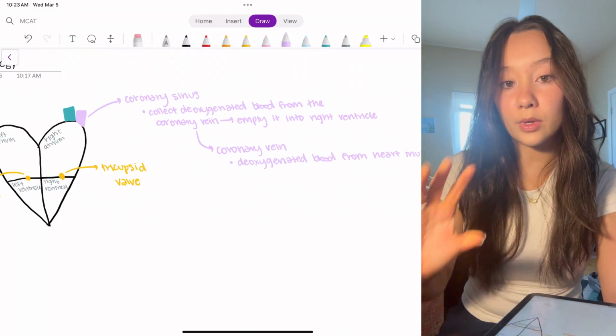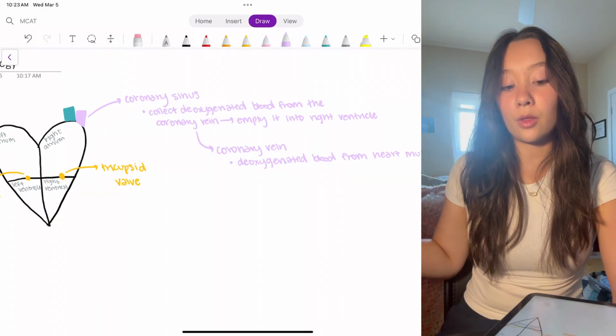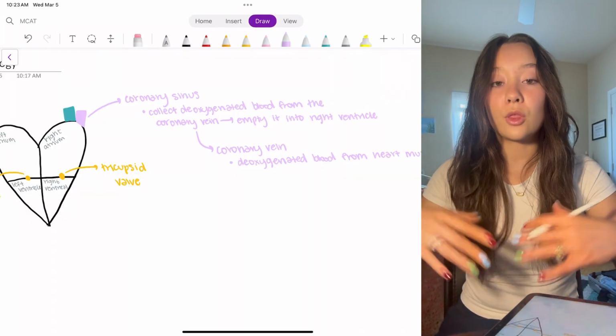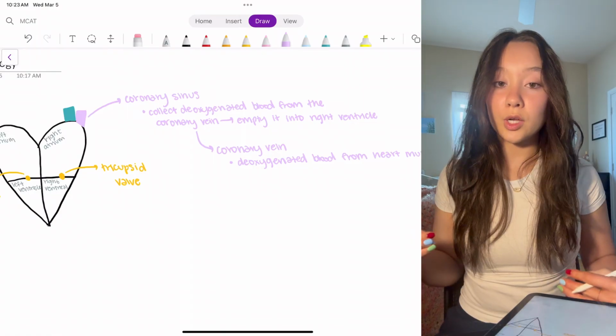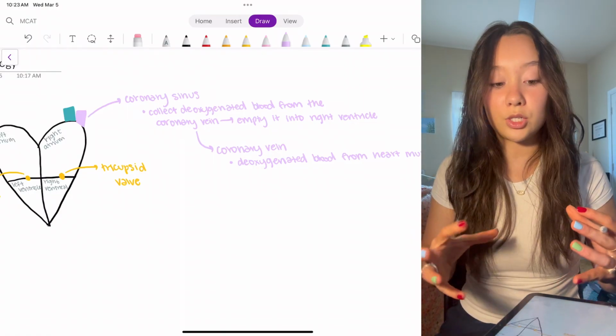So the coronary sinus and coronary vein are those veins that basically just circle around the heart. So coronary, we can think of heart. When we talk about the other arteries and veins here in a second, those are going to the whole body, but the coronary ones really just stay in the circulation of the heart.